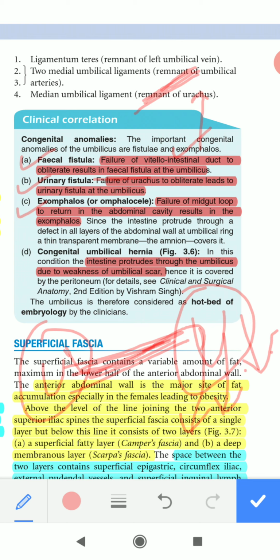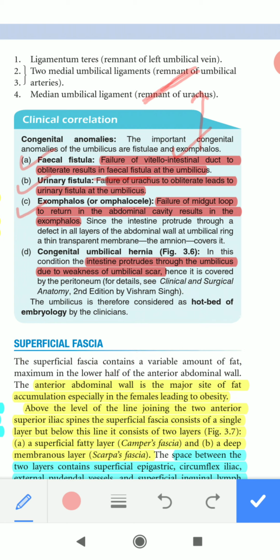Then come to the omphalocele. We have seen that the midgut loop herniates through the umbilicus, through the linea alba. If it fails to return into the abdominal cavity, it results in omphalocele. That means the midgut will herniate or come out through the umbilicus. And congenital umbilical hernia: if the intestinal contents protrude through the umbilicus, it is called congenital umbilical hernia.